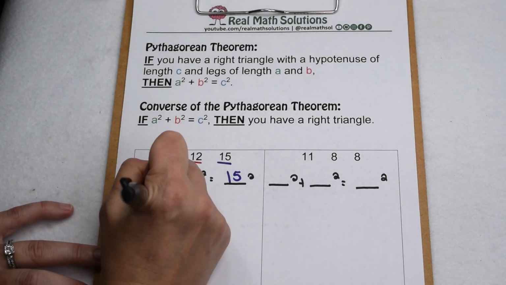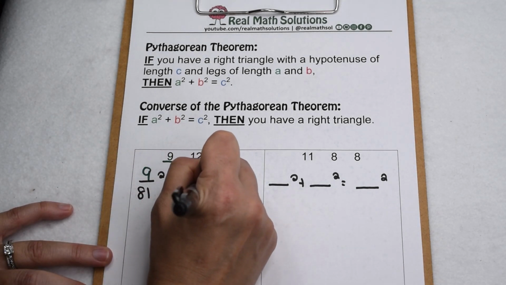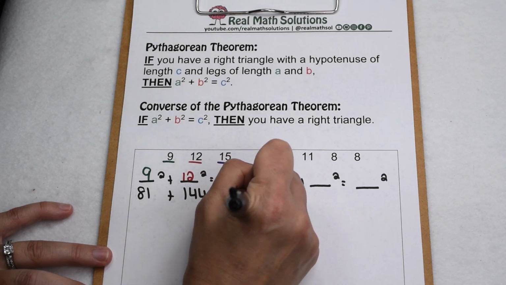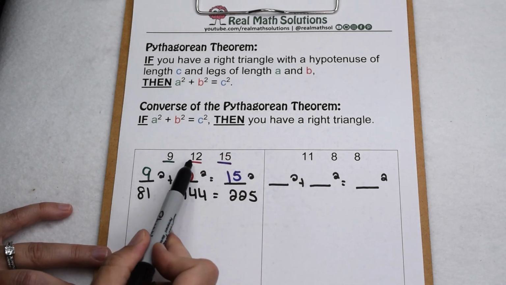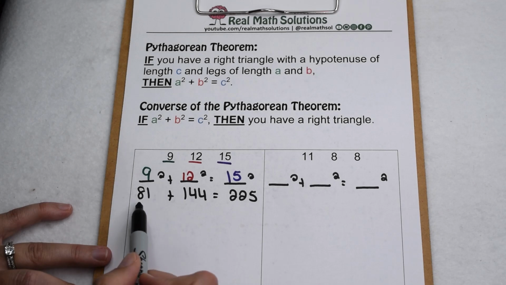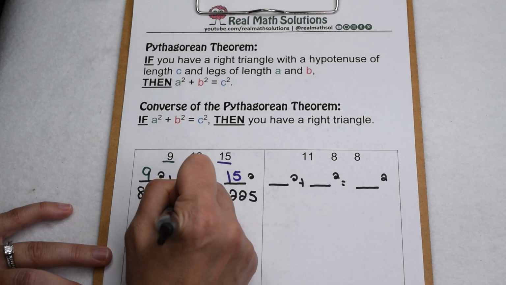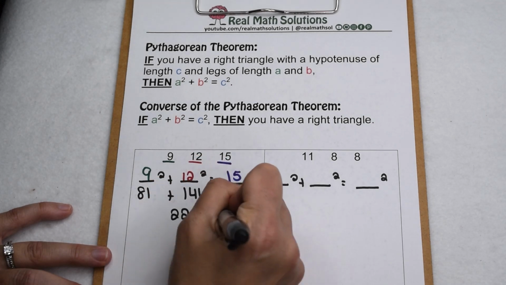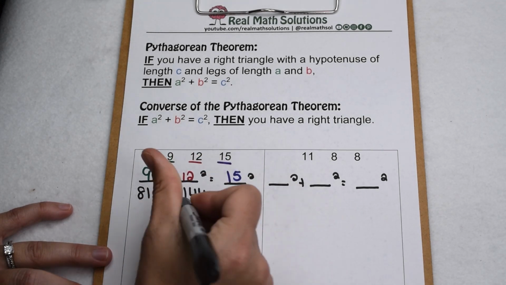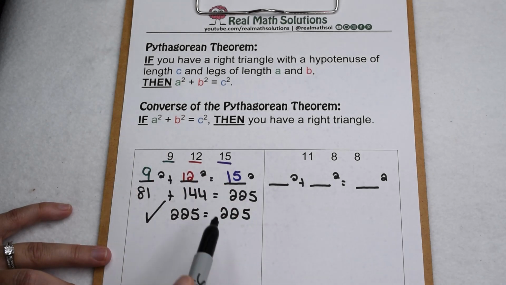9 squared is 81, 12 squared is 144, and 15 squared is 225. So if these three edges will make a right triangle, then 81 plus 144 equals 225. And sure enough, when we add those two values together, we do get 225. So here, the converse is true. These three edges would make a right triangle.